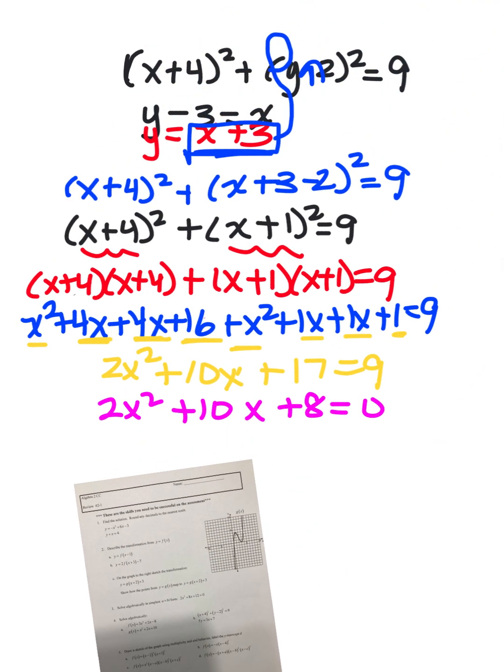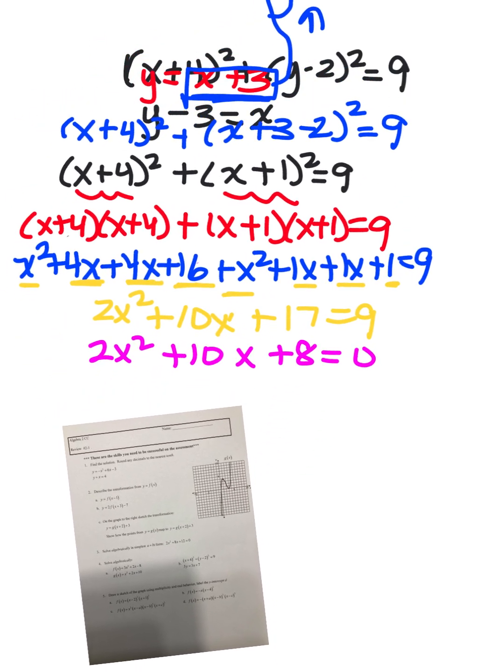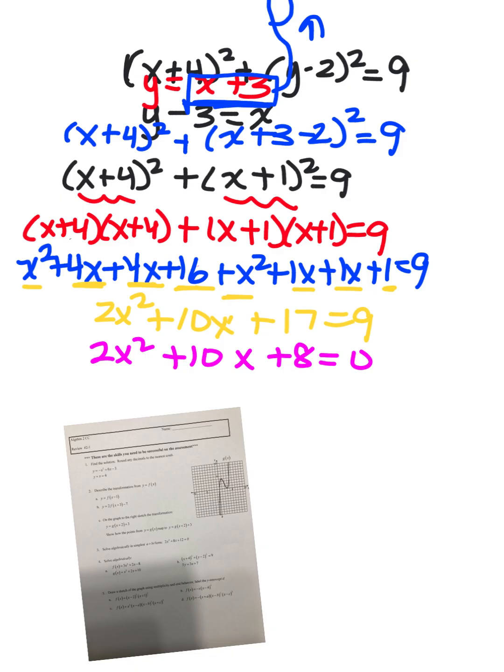All right, so the next thing we're going to do is we have to solve this. So we have the 2x squared plus 10x plus 8 equals 0. Sorry, I had to clean up the screen there. All right, so now I'm going to solve this. I noticed there was a GCF. I'm going to factor. GCF is 2.